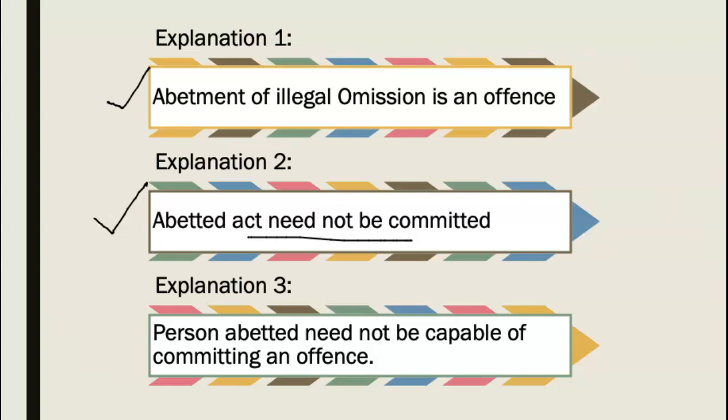Explanation 3 talks about the person abetted need not be capable of committing an offense. That means if a person is employing an innocent agent such as a child or any other incapable person, the person will still be liable as an abettor. So here the law is basically stating that the person that you're using as an innocent agent need not necessarily have two things. Firstly, a guilty mind, and secondly, he or she can be incapable of committing a criminal act. So I hope you're clear with the first three explanations.